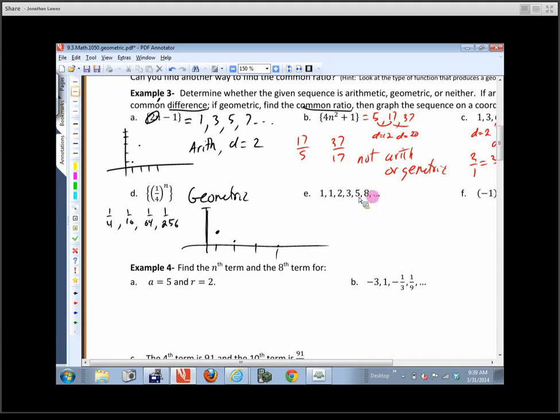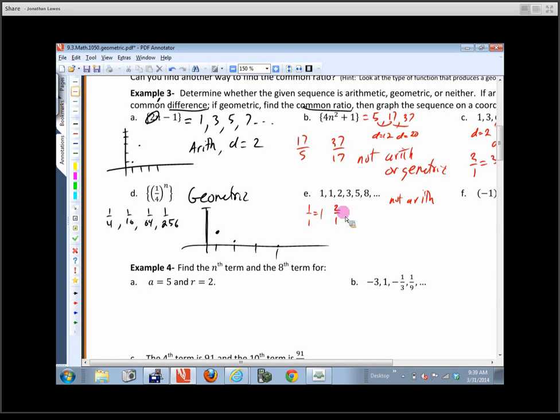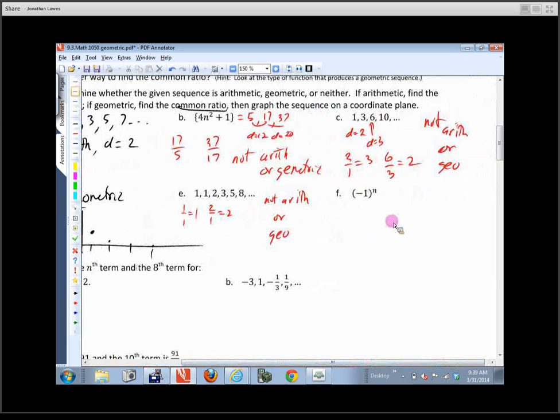Anyway, this one is arithmetic? Nope, because what's the difference between the first two? 0. And then we've clearly got a difference that's not 0 between these others. So this is not arithmetic. What about geometric? Ratio here would be 1. 1 over 1 is 1. And all we have to do is step to the next one. 2 divided by 1 is 2. Doesn't have a common ratio. All you need to do is find one common difference, or one difference that's not the same, or one ratio that's not the same. End of story. It's not arithmetic or geometric. Okay, any questions? Okay, how about this one?